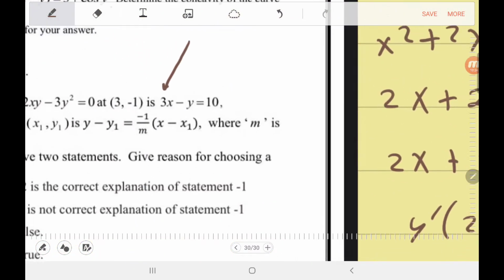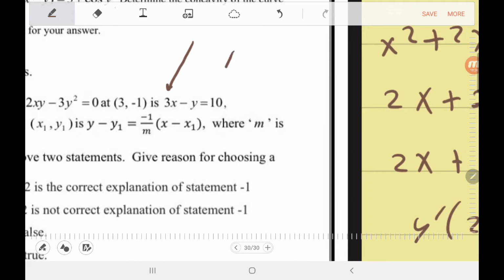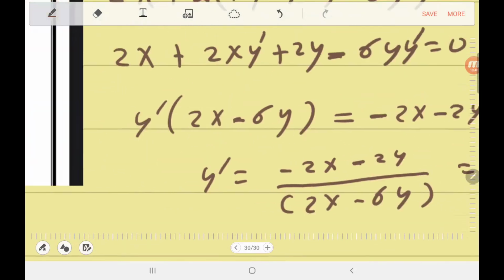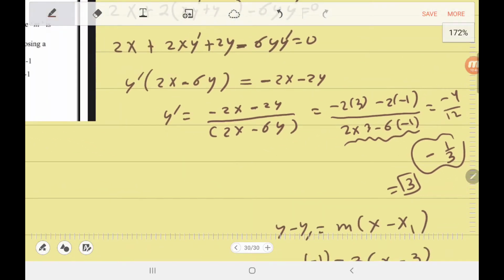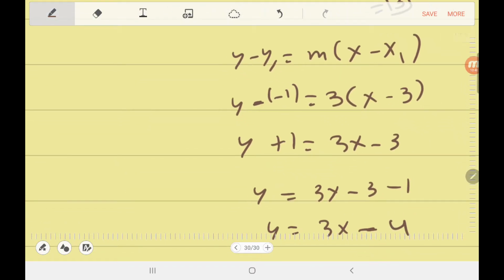3x minus 4, which I can see is not equal to 10. The gradient is correct. The equation of the normal is correct 100%. But the problem I'm having here is with the 10. The 10 is wrong so far. Because yes, so far the gradient is correct, but the point, oh yeah, I made a mistake, by the way.